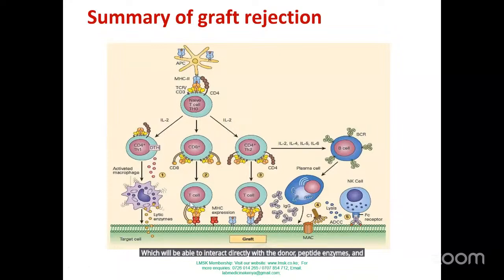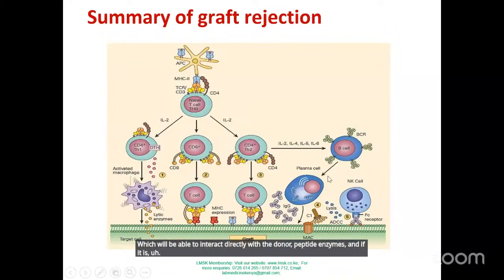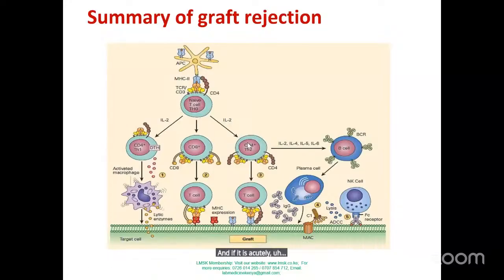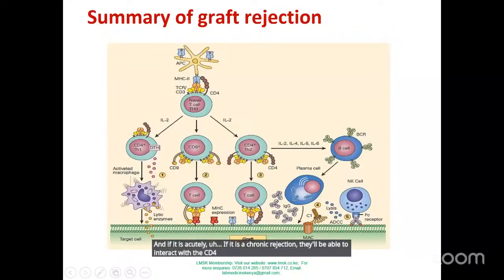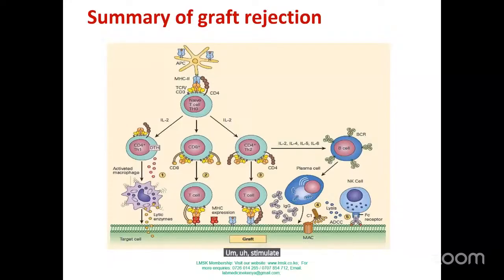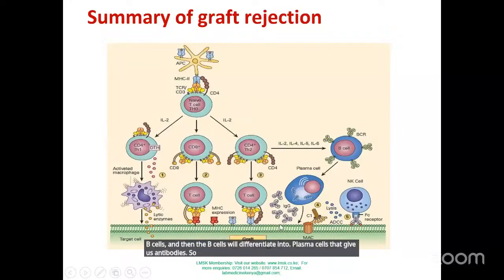And if it is a chronic rejection, they'll be able to interact with the CD4 cells. But the CD4 cells will be able to stimulate release of cytokines such as interleukin 4, 5, and 6 that give us B cells. And then the B cells will differentiate into plasma cells that give us antibodies. So these antibodies are able to activate complement, that is the stage 4 there.